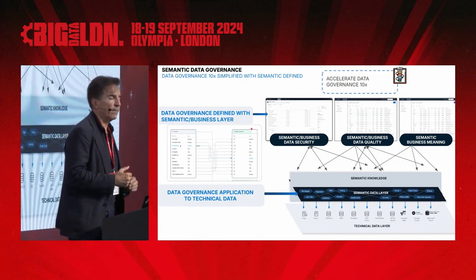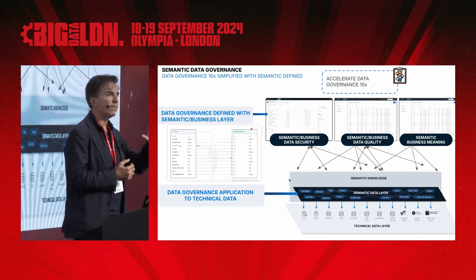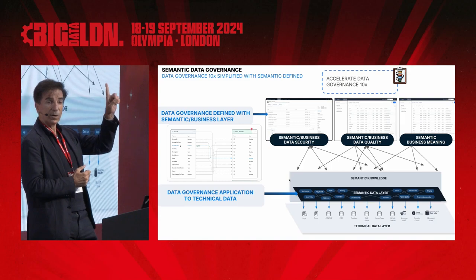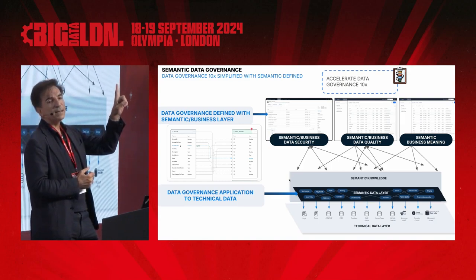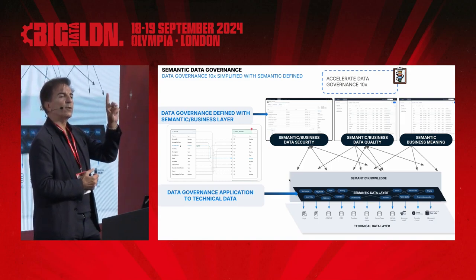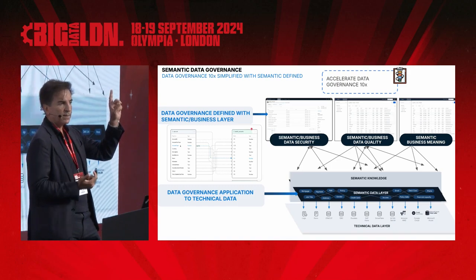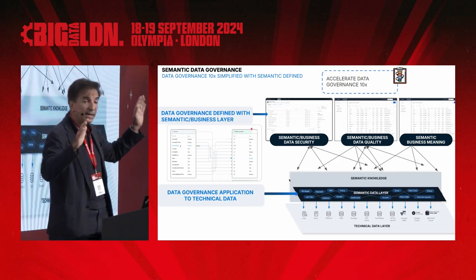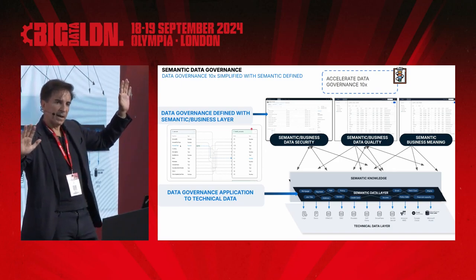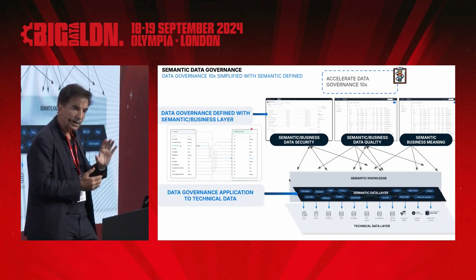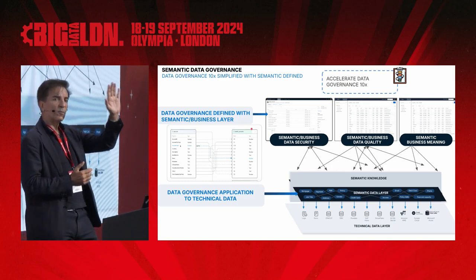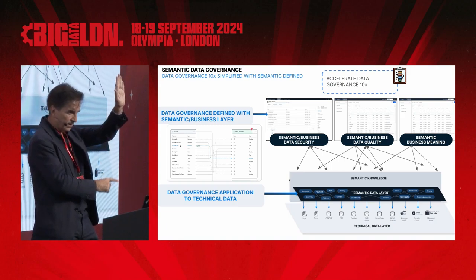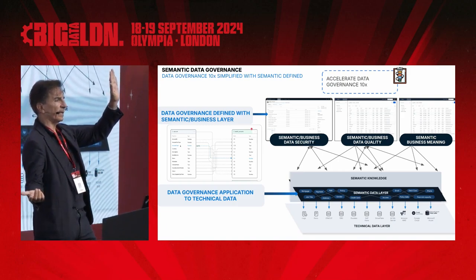How many business terms definition of telephone do you have in your company? The main telephone of your customer? One. Only one. How many telephone data do you have in your company? 10 times, 100 times in one Oracle, a big data lake, the public cloud? Technical data, 10, 100 times. So with the semantic data governance, you define quality, security, and meaning to the business layer, and you propagate the data governance to all the technical data.